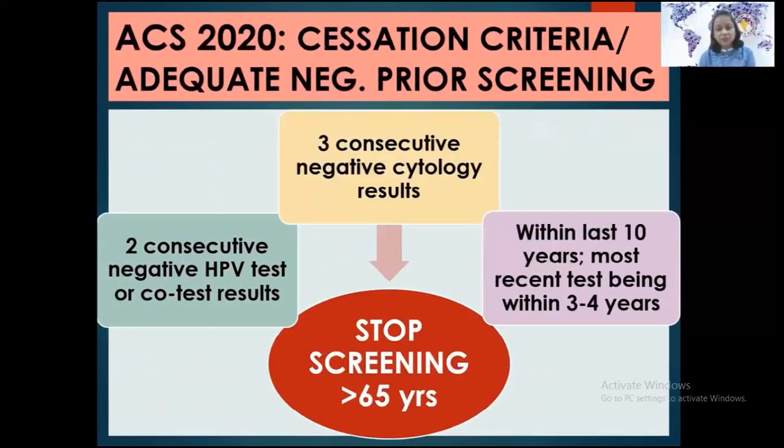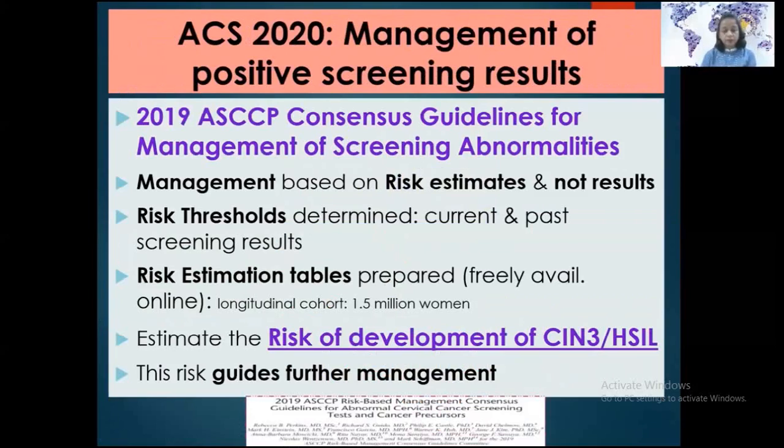So what is this adequate negative prior screening? Screening should stop in a 65-year-old female if she has had 2 consecutive negative HPV test results or co-test results, or 3 consecutive negative cytology test results within the last 10 years, with the most recent test being within 3 to 4 years.